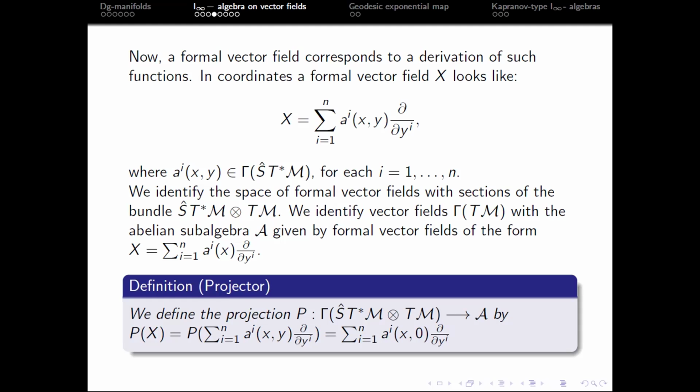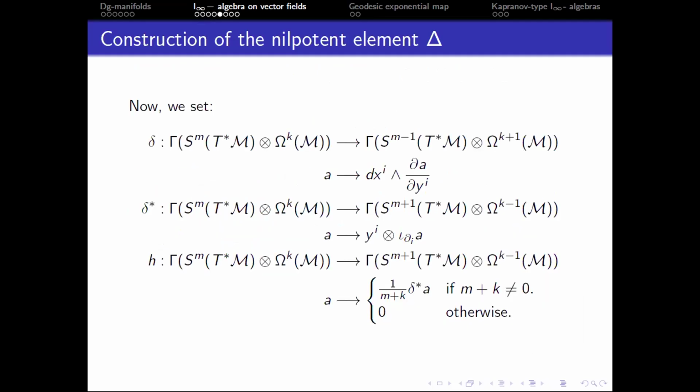Okay, continue here. So now we have the Lie superalgebra. I have the abelian subalgebra, which corresponds to the vector fields on M. And now I need my nilpotent element, which will derive the L-infinity brackets. So I need to construct this nilpotent element delta. But in order to do that, I need to introduce some operators which are used in the context of Fedosov deformation quantization.